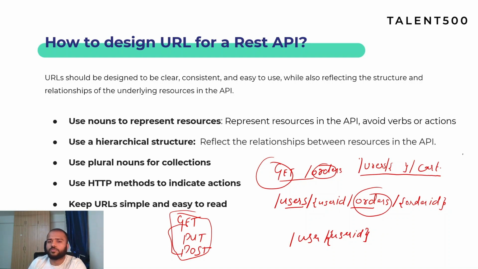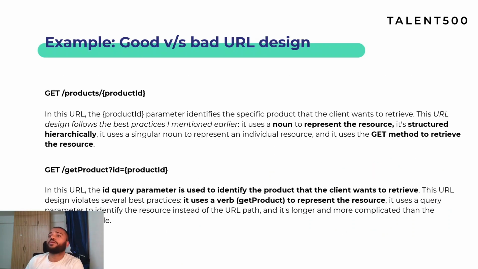Okay, so you could have also used this. There is no boundary of what you can use. Users of this website you could have written here, and then user ID. Okay, so you can do that, but it is not a good practice. Keep your URL simple and easy to read. Okay, so let's now try to understand what a good versus a bad URL design is with the help of an example.